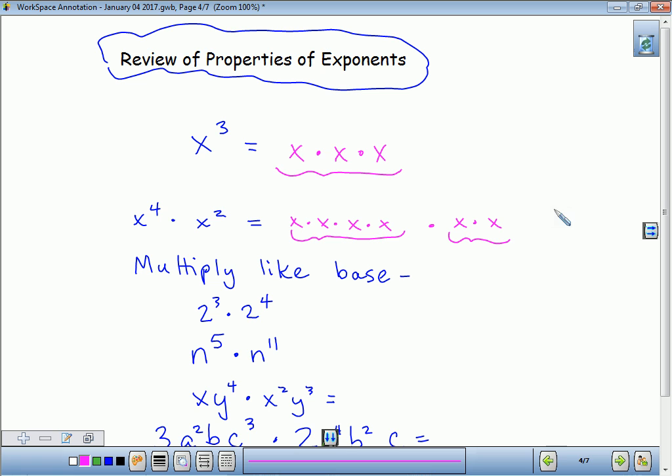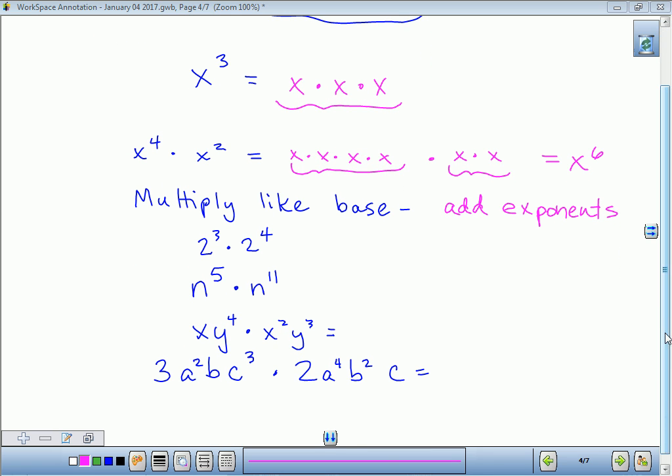Well, x squared means x times x. How many x's do we have in this repeated multiplication? 6 of them. Do you see that the shortcut for this is to take this exponent and add it with this exponent to give us this exponent? So, when we are multiplying like bases, we add the exponents. When you multiply like bases, you add the exponents.